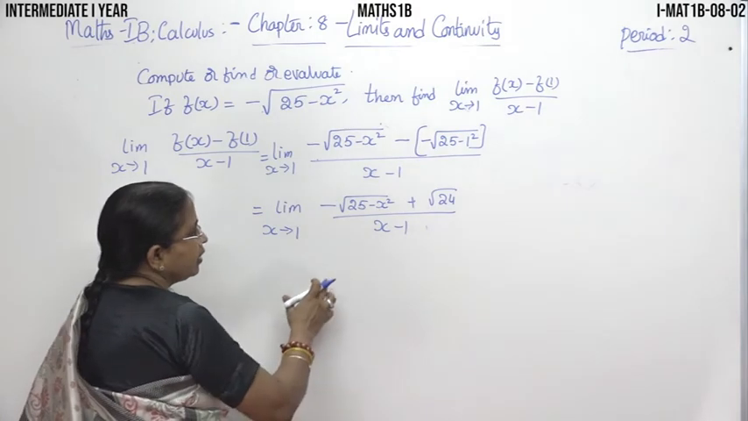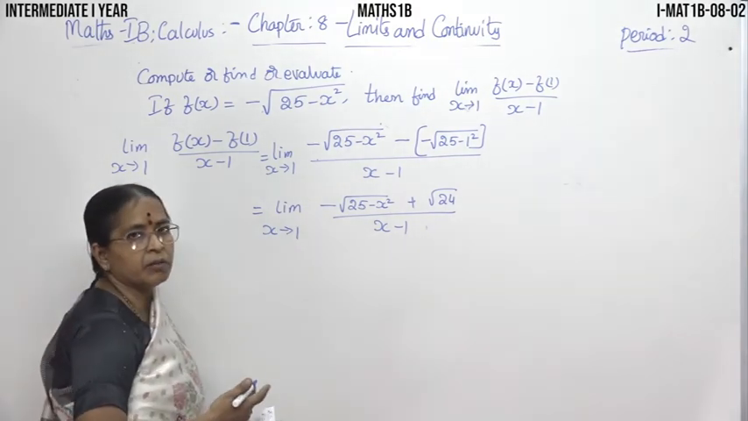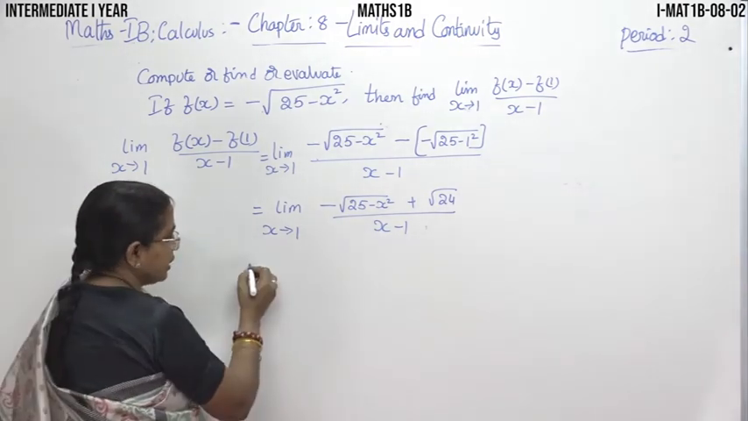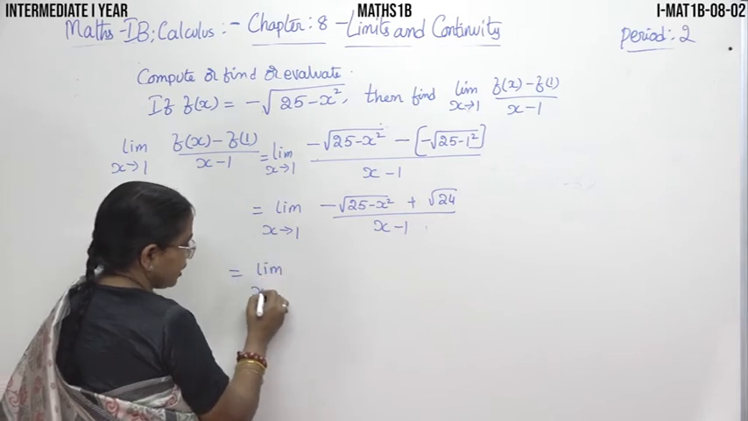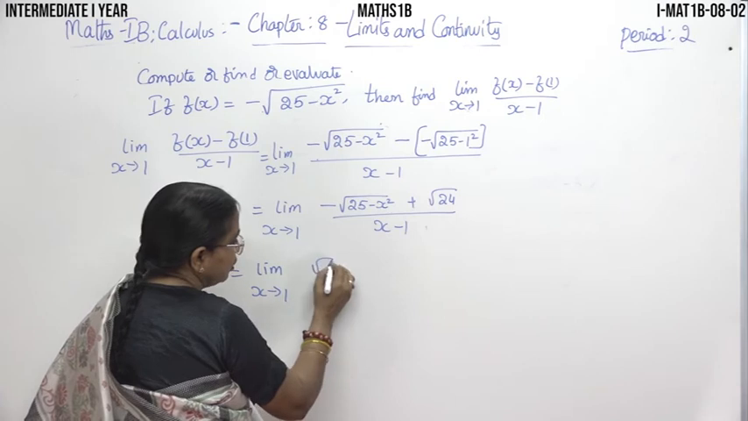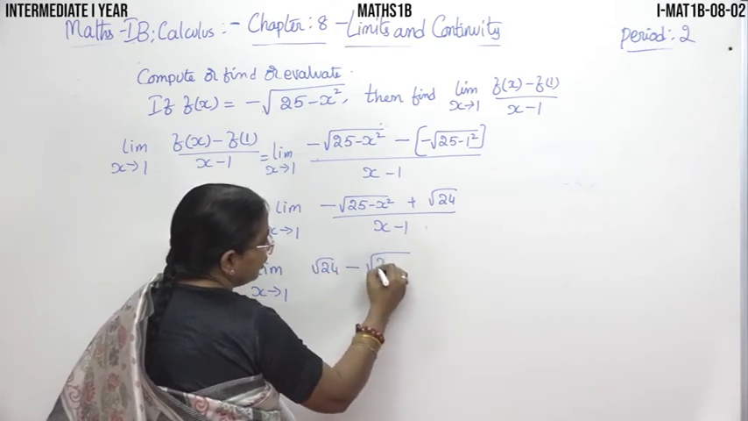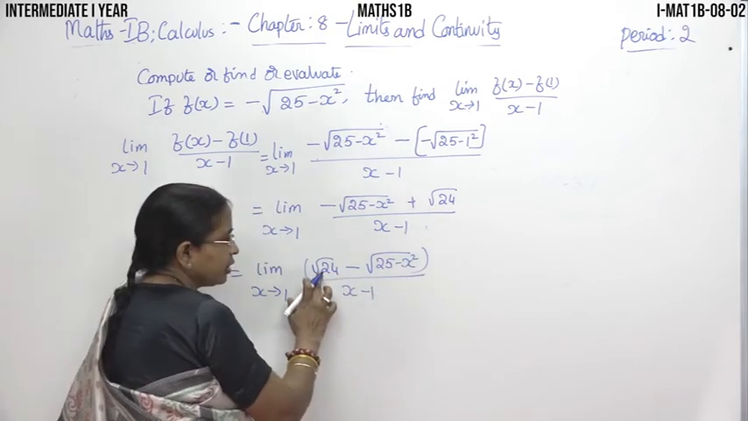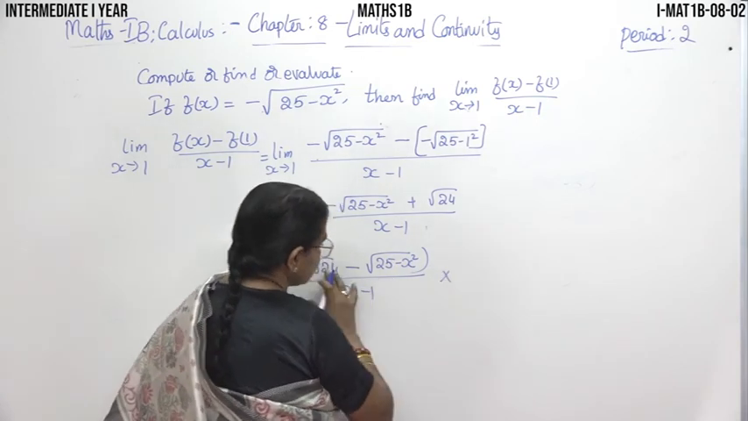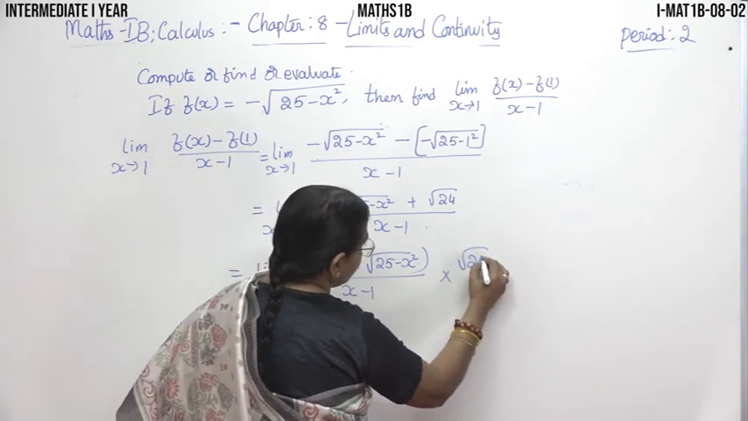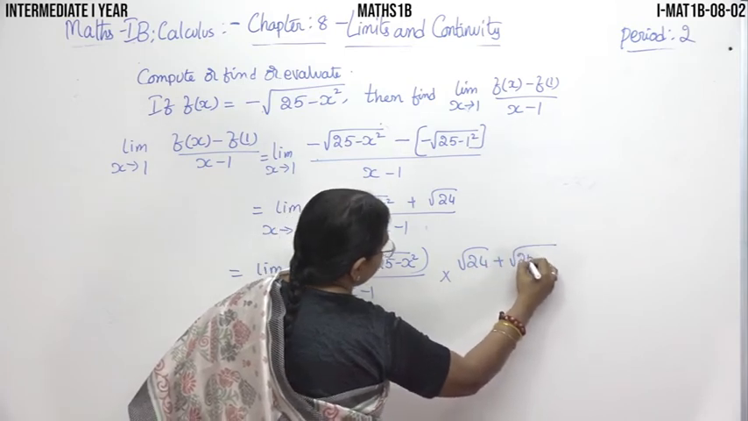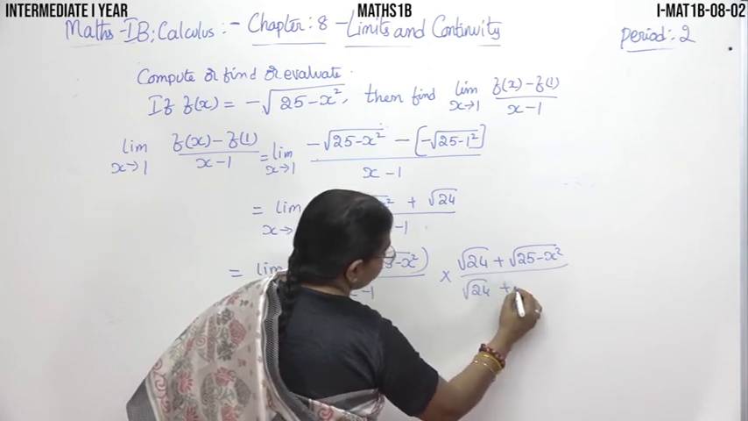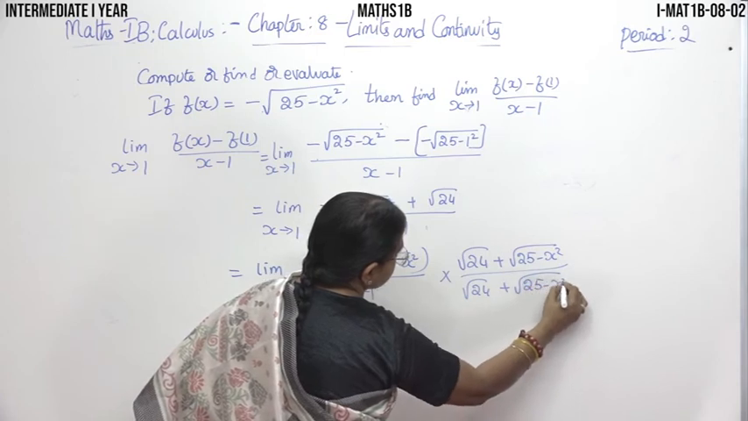So what should be done? Here can you take any factors like in the earlier problem? No. Because you have roots here, you must rationalize. So what is the rationalizing factor? Actually I can write it as (root 24 minus root of 25 minus x square) by (x minus 1). It is like a minus b, so I should multiply by a plus b: root 24 plus root of 25 minus x square.